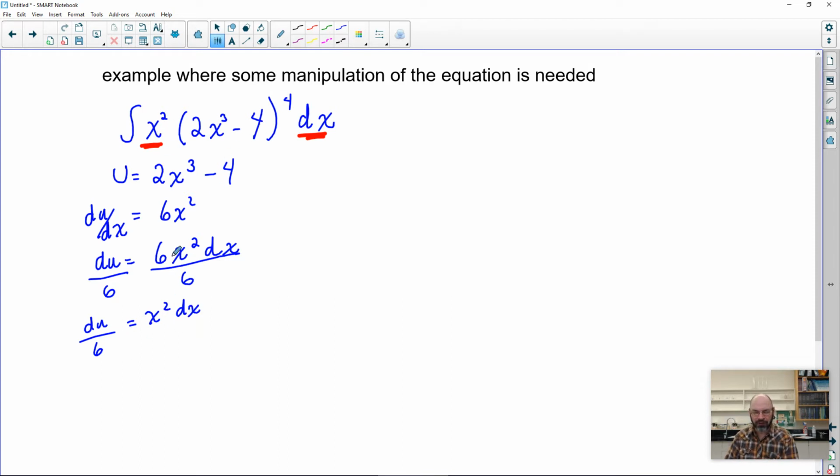So now when we substitute into the equation, we have this part. Instead of putting in du, we put in du over 6. Okay, so what does that look like? Let's do our substitution. This represents u to the power of 4. The red underlined part is represented by du divided by 6.